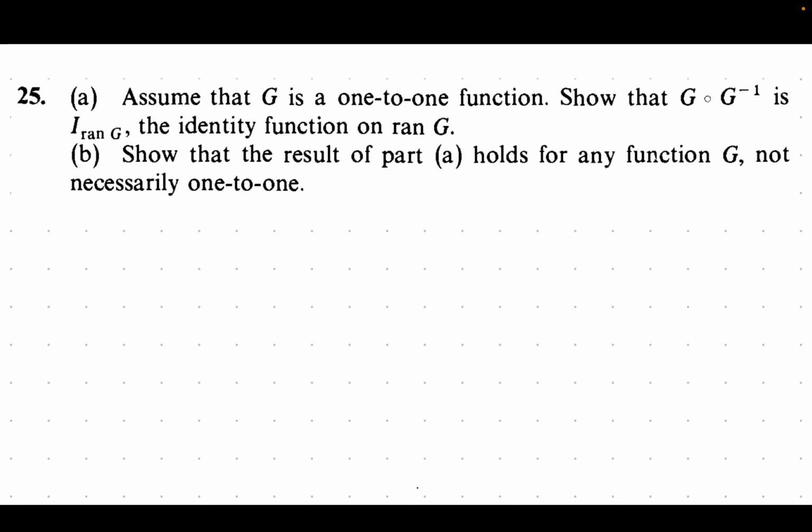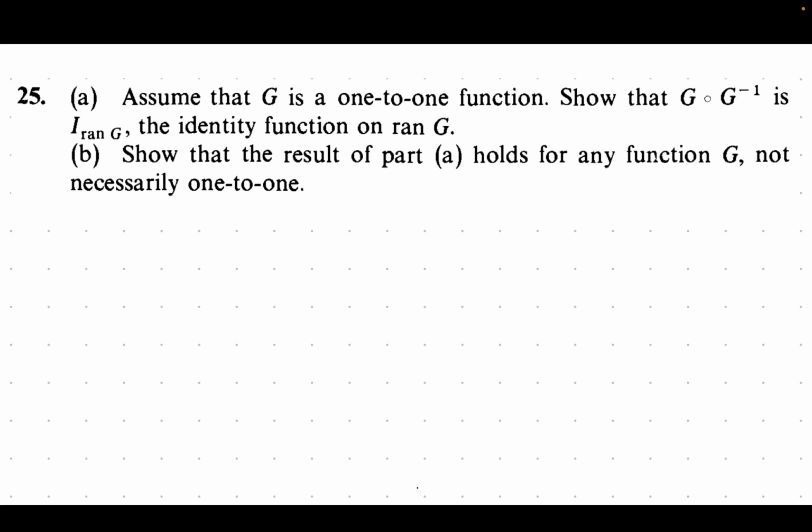Chapter 3, Exercise 25. Part A, assume that G is a one-to-one function. Show that G composed with G inverse is I ran G, the identity function on the range of G. Part B, show that the result of Part A holds for any function G, not necessarily one-to-one.